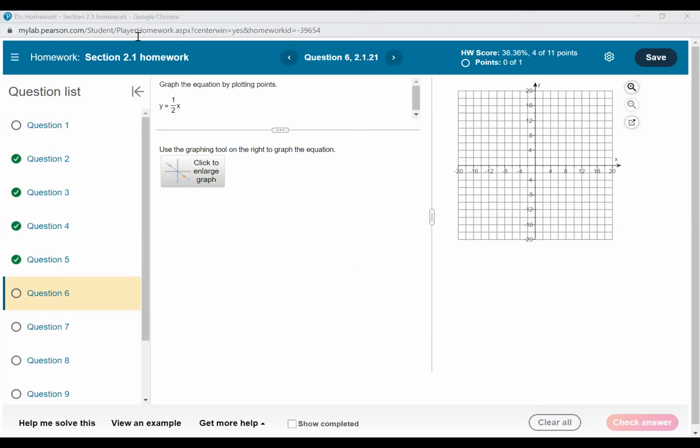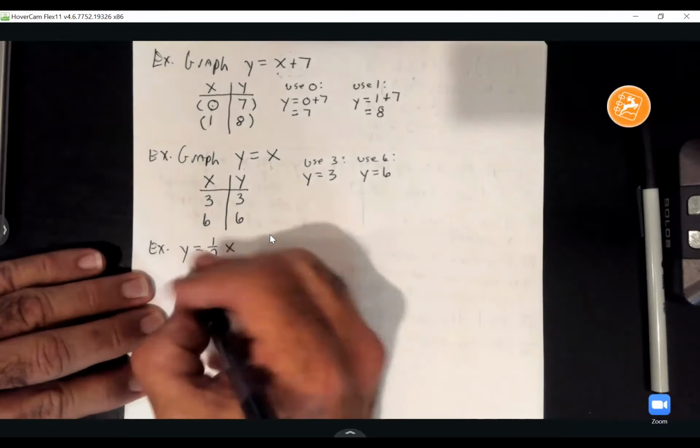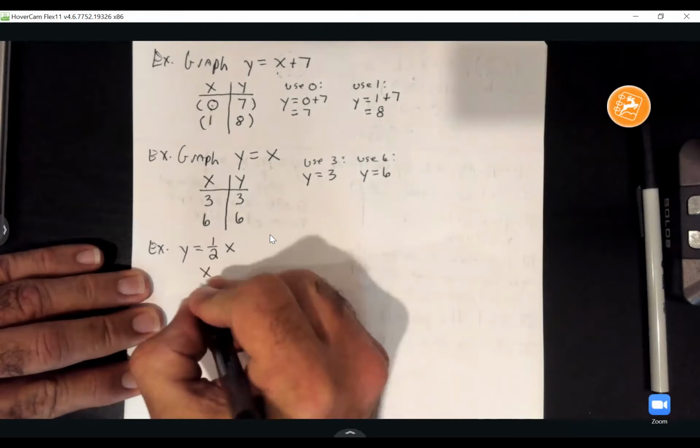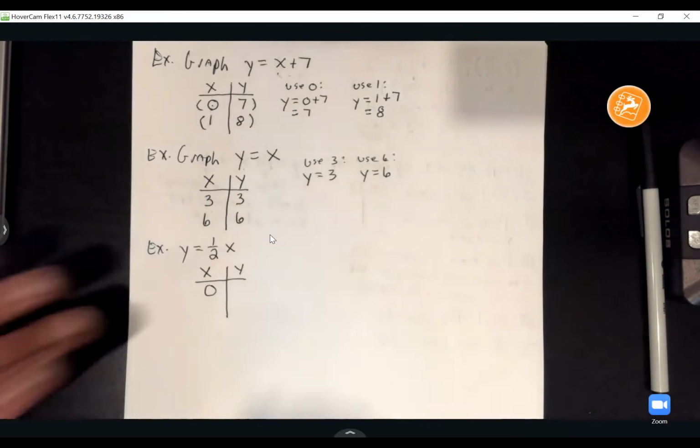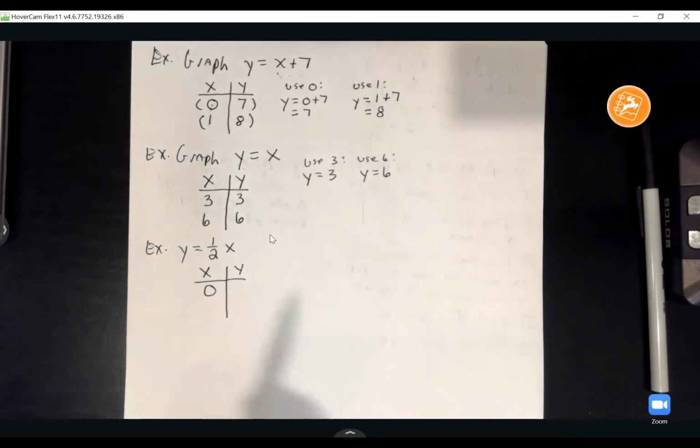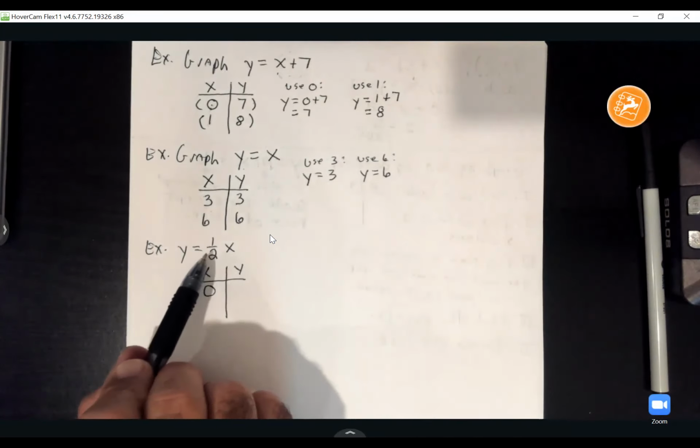This one is a fraction, so let me show you what I would do on that. Y equals 1/2 x. So for me personally, I like to use zeros. Now, this is the only time I wouldn't use a 1 was when I got a fraction.